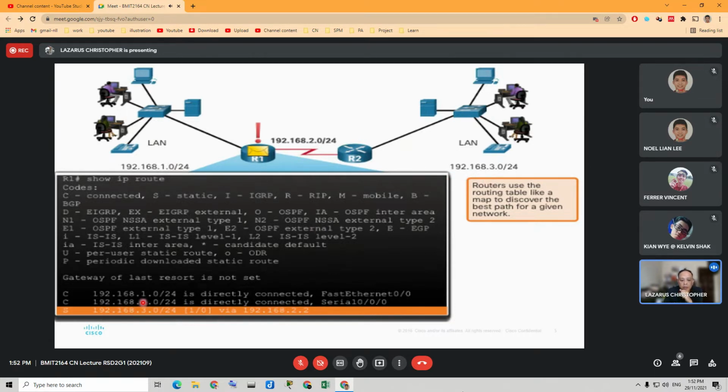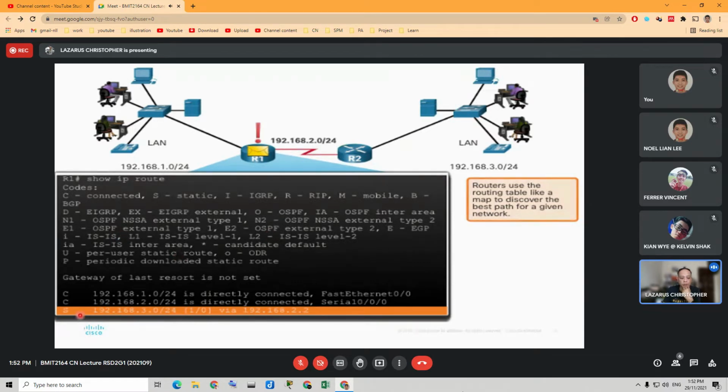When it checks the map, this is a table, the representation for viewing. You can view the routing table by typing this command, show IP route. And here are the legends, to be able to understand what the codes being used are.